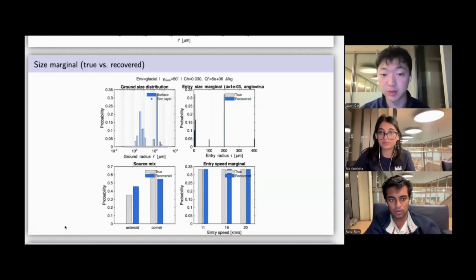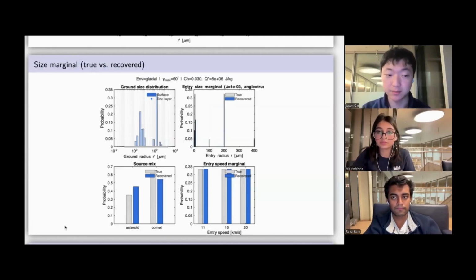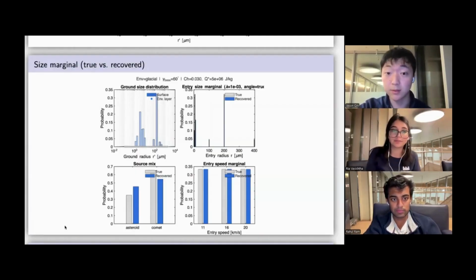The bottom left shows the source mix. Comet-heavy inputs mostly stay that way, meaning source type isn't clearly separable by size. The bottom right shows speeds. They're recovered well because delta R is scaled to velocity squared, though some size-speed pairs overlap. Overall, the atmosphere acts like a size-selective filter. Informative bins boost recovery, and missing coverage can't be fixed without more physics or stronger priors.